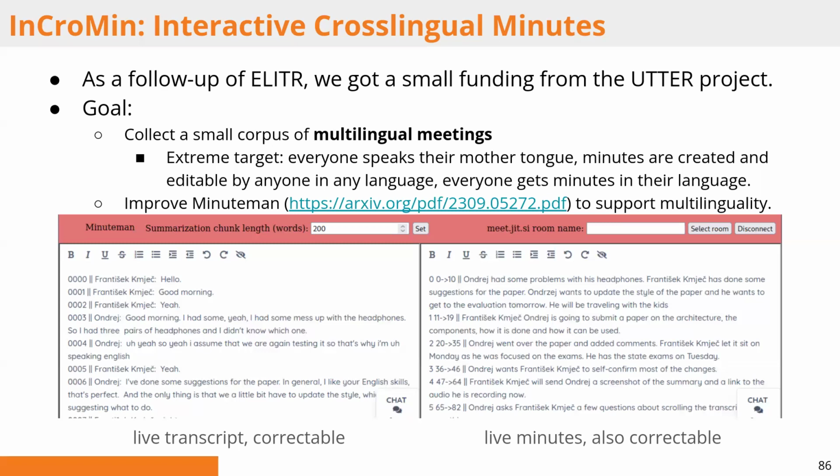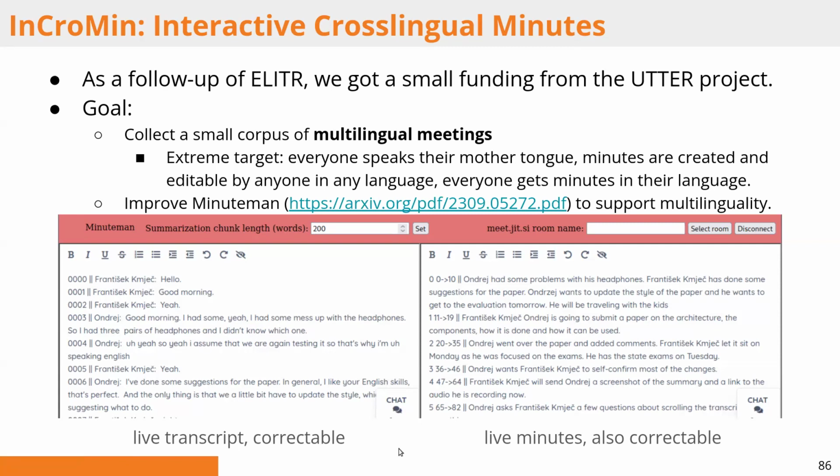And there is a follow-up EU project that we are not part of. It's called UTTER. It's coordinated by, I think, Amsterdam and Edinburgh. Colleagues are also within the UTTER project. And we applied for some third-party funding from that. So we got 9 months covered, in which we should collect more meetings and now multilingual meetings.